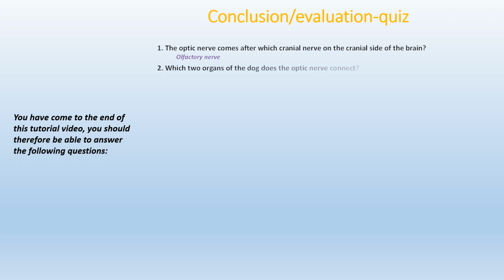Then the second question is which two organs of the dog does the optic nerve connect? So the optic nerve, or the optic nerves, that is the right and left one, connect the brain and the eyeball.